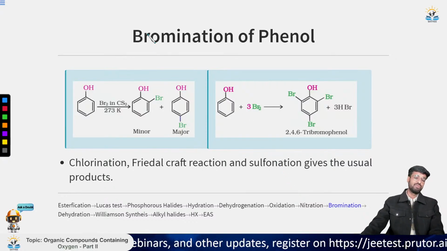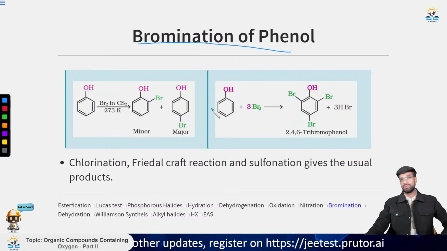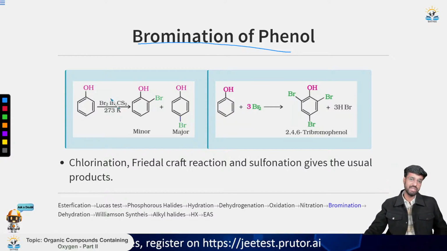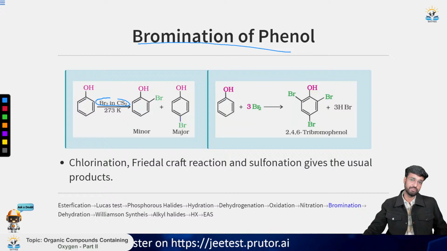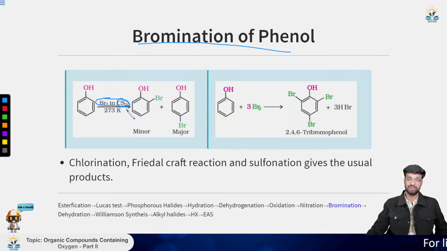Now next, let us move to bromination. Bromination can have two types of reaction. The first one is with Br2 in the presence of CS2. This CS2 is nothing but a solvent that is used here. It is used in the presence of CS2, which makes it less reactive as compared to Br2, because CS2 is not that polar. So this is the reason we are using CS2 here.